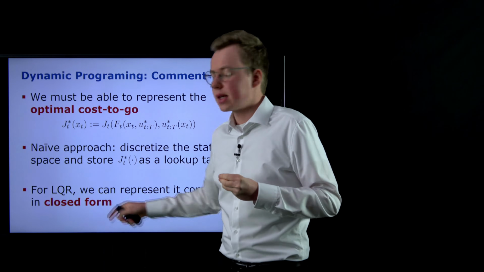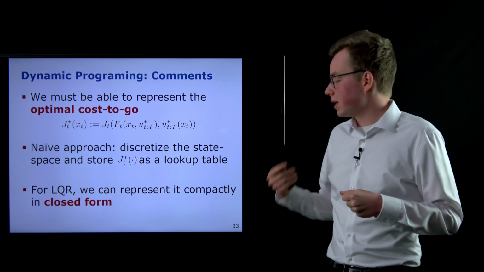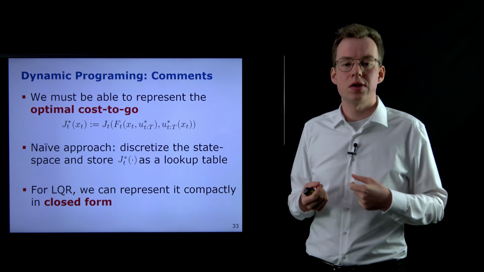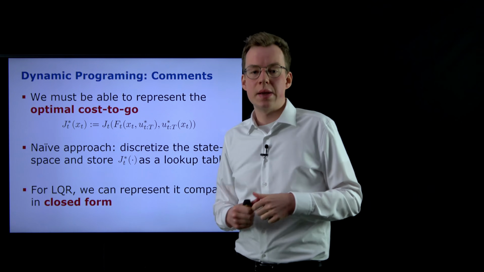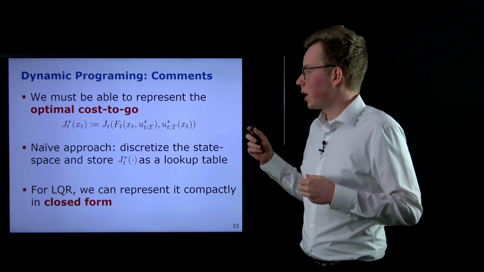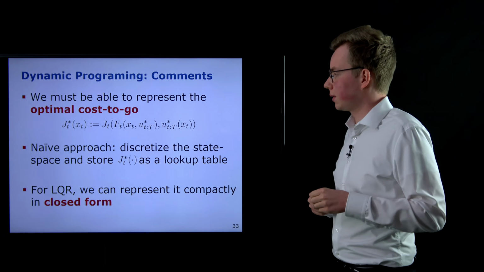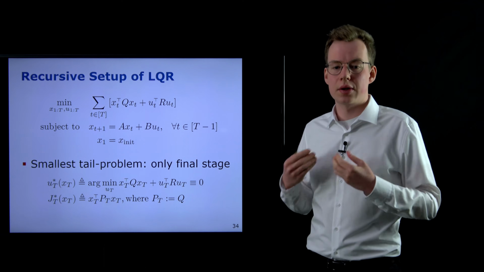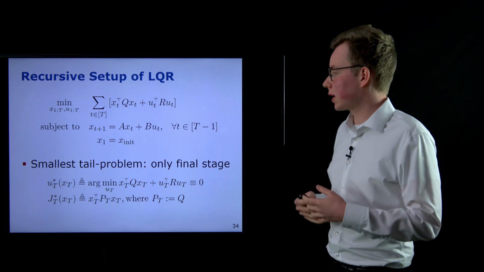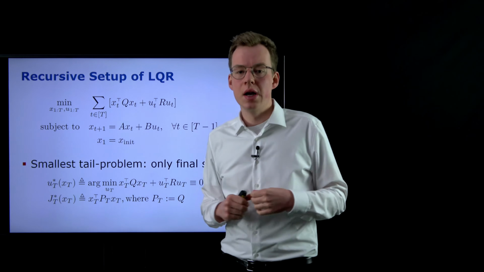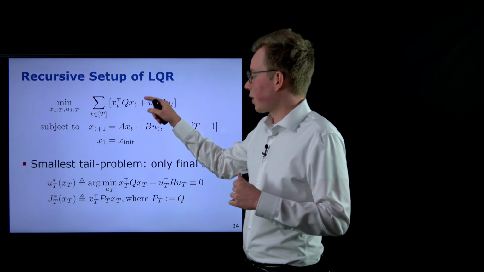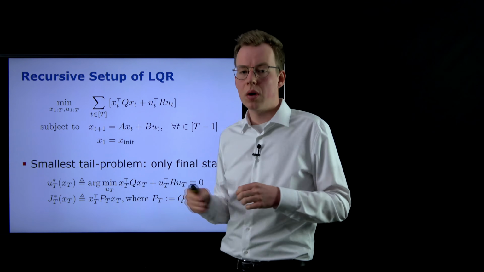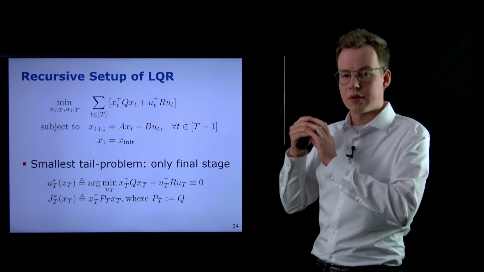But the good news is, in the setting of LQR, we are in a special case where we can compute this cost to go and also the feedback strategy quite efficiently, and we can represent them in closed form. And this is what we will look into throughout this part of the lecture. So let's look at the recursive setup of the LQR problem, the dynamic programming perspective of this problem. Just as a reminder, here we have our original problem for LQR with quadratic costs and linear dynamics.